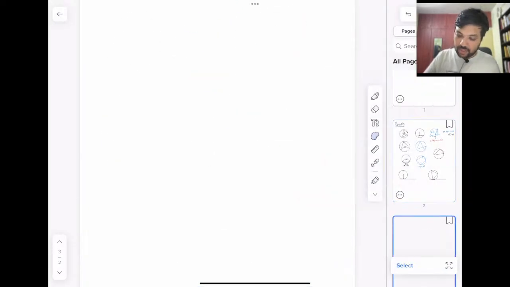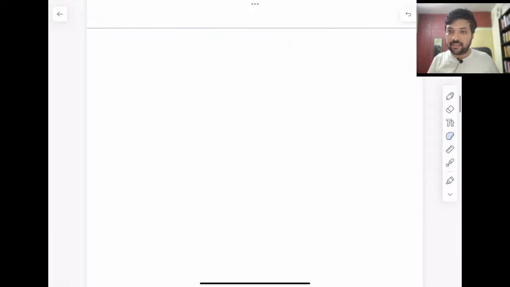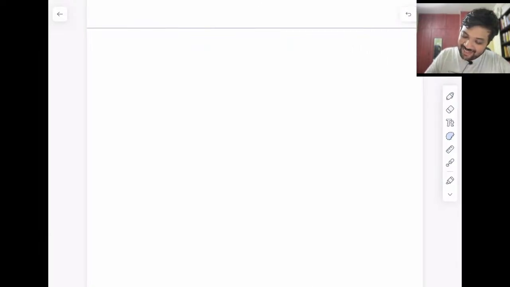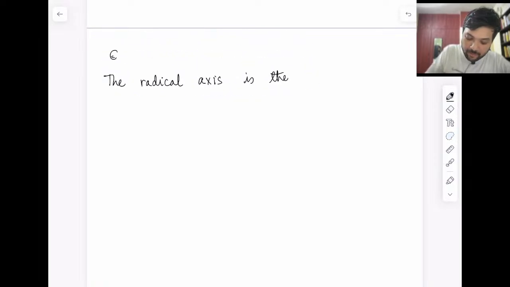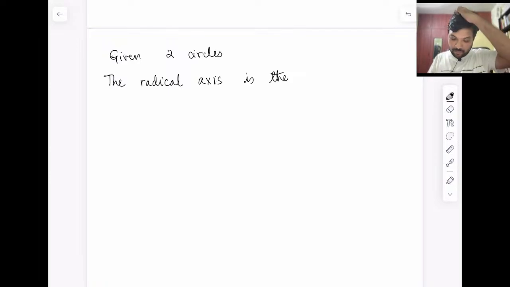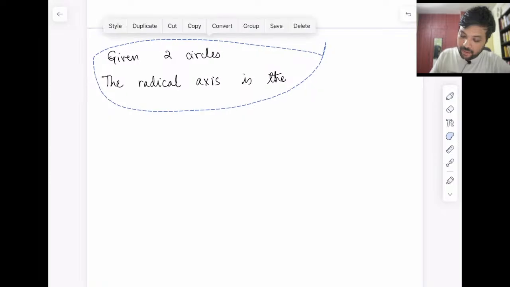Okay. So this is about power of a point and radical axis. All right. So all of you hopefully know that the radical axis is the locus of all the points. Okay. So to define the radical axis, I need first of all two circles. Given two circles. I think I realized that I didn't define power of a point. Okay. So let's first do that.